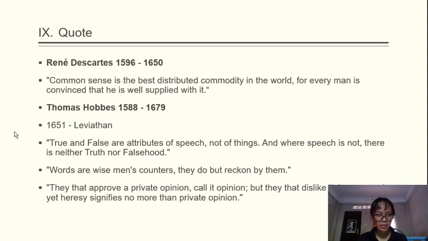And also Thomas Hobbes, who has an idea that true and false are attributes of speech, not of things. Where there is no speech, there is neither truth nor falsehood. So you're talking about the different concepts of true and false in speech. When you're speaking, after you think, you will identify which speech is true and which is false. But if you don't speak, you would not identify whether the idea is true or not.